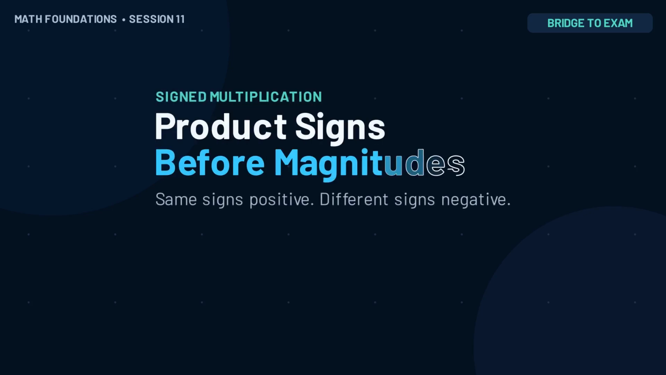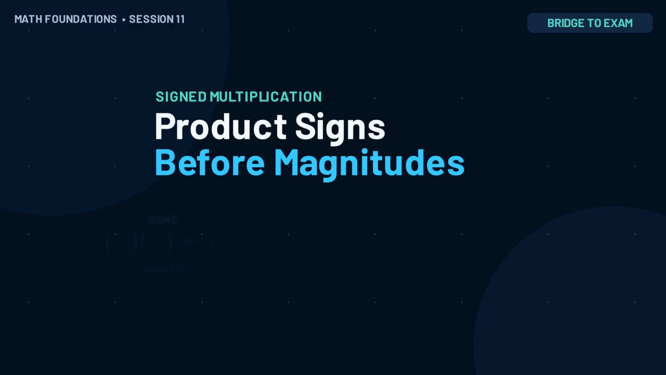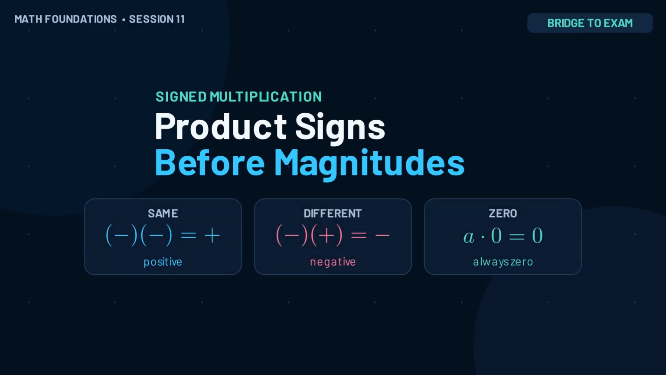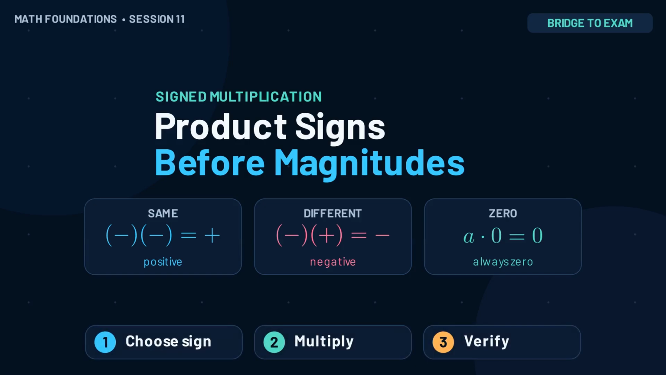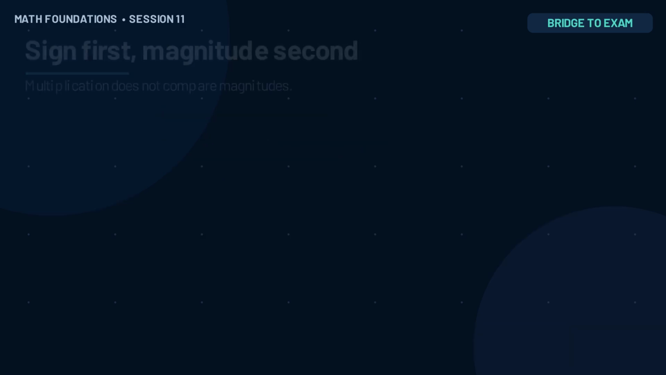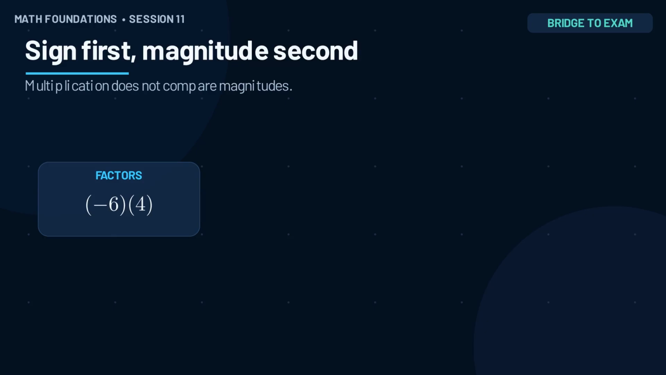Welcome to Session 11. Multiplication uses a different sign decision from addition. Instead of comparing magnitudes, decide whether the factor signs match. Today you will determine the product sign first, multiply absolute values accurately, handle zero, and apply the rule to a real-world rate. Same signs produce a positive product, while different signs produce a negative product.